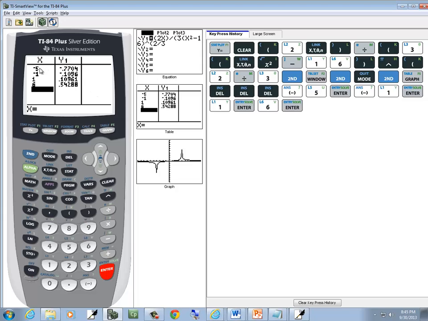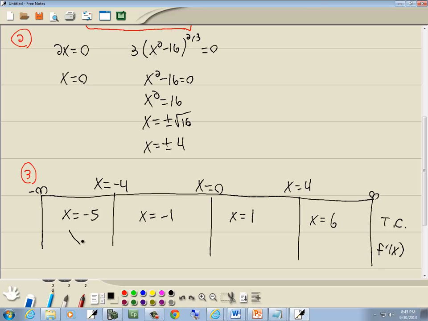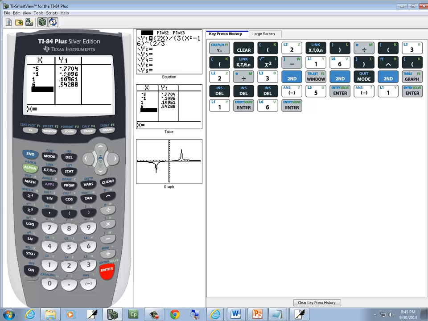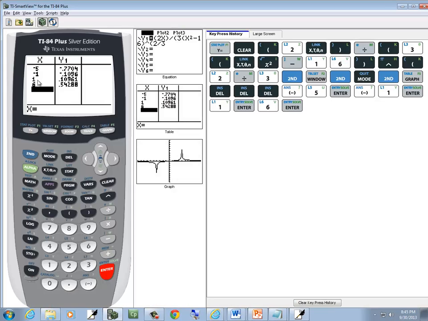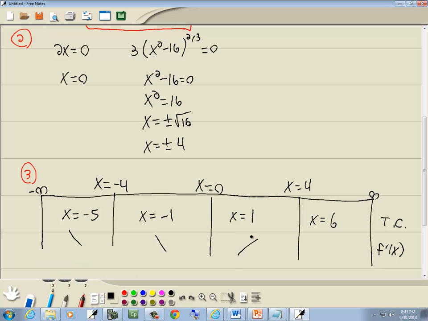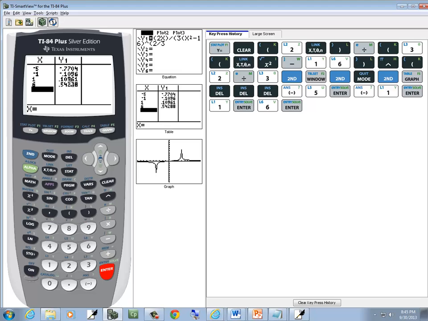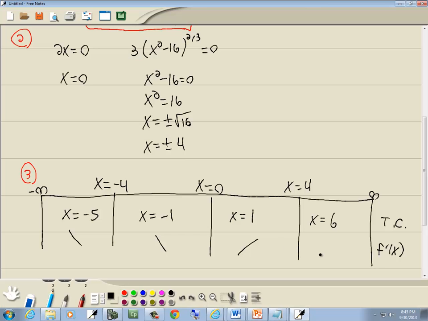Now you see negative 5 gives us a negative number, so this is decreasing. The negative 1 right here gives us a negative number, so it's decreasing. The 1 gives us a positive number, so it's increasing. And the 6 gives us a positive number, so this is increasing.